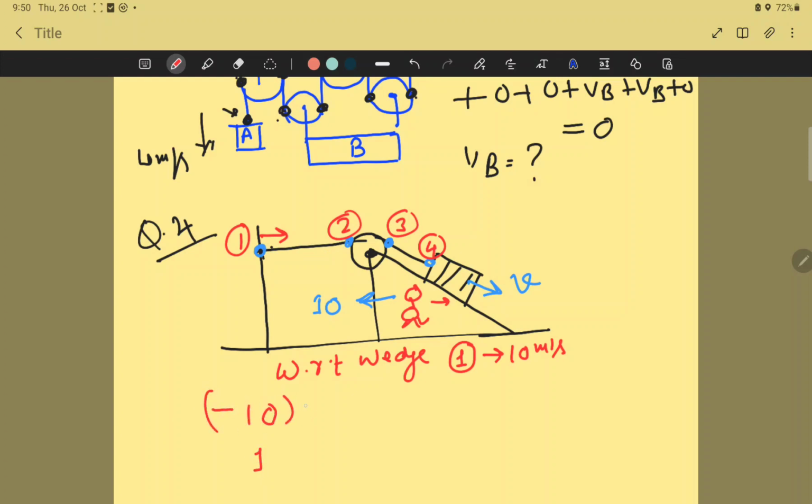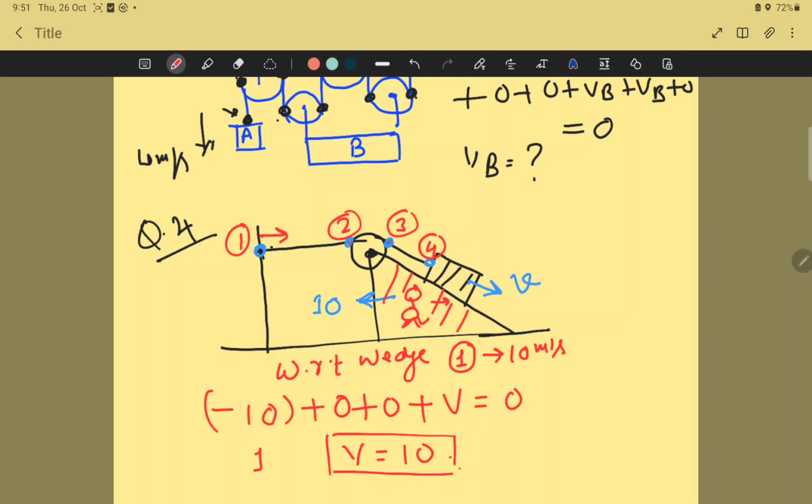This is point 1 plus, what about point 2? Since point 2 is a part of pulley and pulley is a part of wedge, so it would be 0 and 0, because with respect to wedge the point 2 and point 3 are relatively at rest. And last point, let's take moving velocity v should be equal to 0. So by this way we can get velocity of v, that is with respect to wedge, it will be 10 meter per second. So this is important. Once you do the same problem with respect to ground frame, it will be a bit tricky, but with respect to wedge frame it looks very easy.